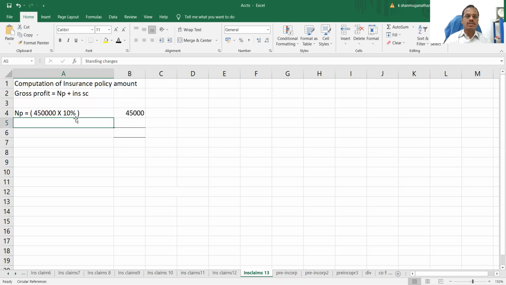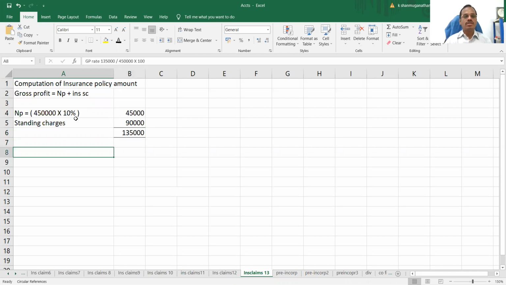Let us go to the next one. The standing charges given in the question are 90,000. There is no question of leaving anything uninsured because that is not given in the question, so we are taking it as insured. Then the next one, 1,35,000 is your gross profit.